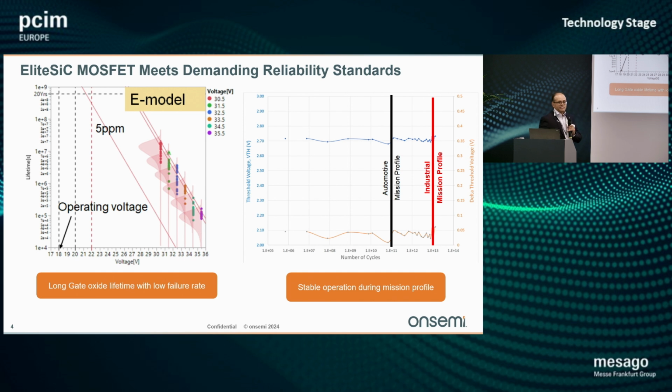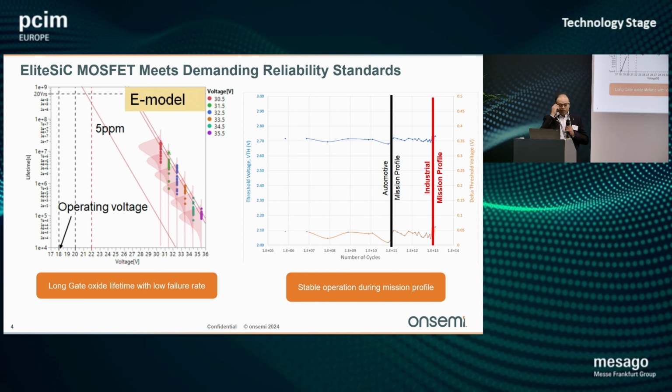On the x-axis is the number of switching cycles on the gate, so how many times it turns on and turns off. What we see in the literature is that in an automotive mission profile, it's about 1 × 10¹¹ cycles, and it's about 2 decades, or 2 orders of magnitude, higher for industrial. When you factor this in, you can see the stability of our devices is quite good.